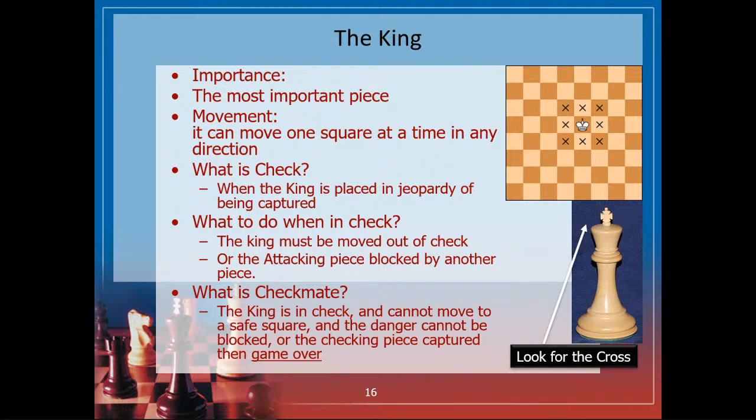Most of the time, we don't actually physically knock the king over. You just know that you won. What to do when in check, meaning your king is in danger of being captured: the king must be moved out of check, or the attacking piece blocked by another piece. What is checkmate? The king is in check and cannot move to a safe square, and the danger cannot be blocked or the checking piece captured. Then it's game over. Look for the cross on top of the king to distinguish it from the queen.